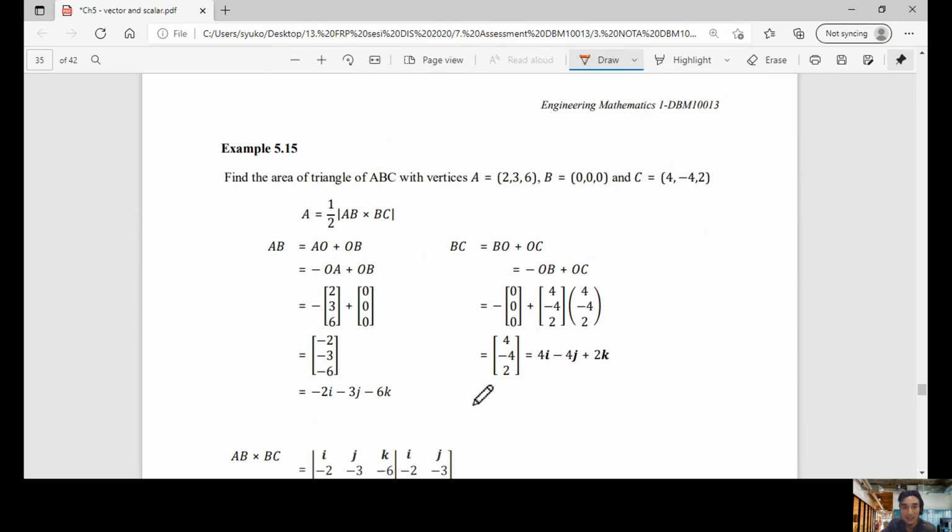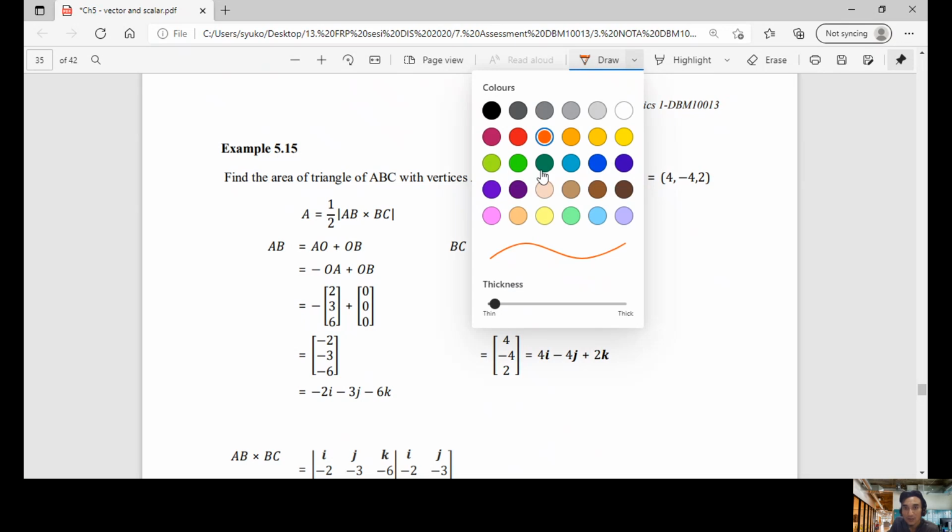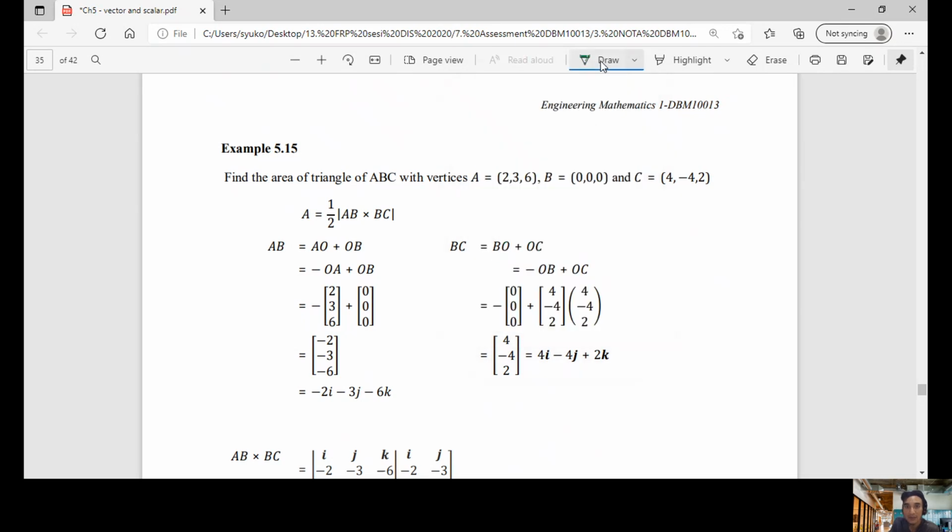Okay, and then we look at example 5.15. Find the area of triangle ABC with vertices A equals 2, negative 2, 3, and 6. And then B 0, 0, 0, C 4, negative 4, and 2. So if you can draw the vector of the ABC triangle, it's good for you.